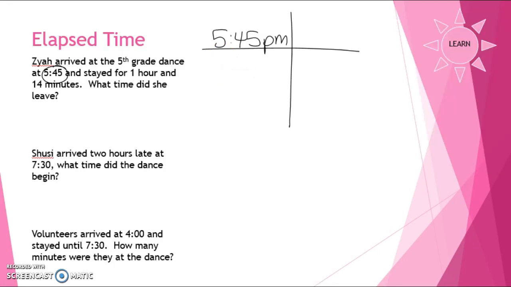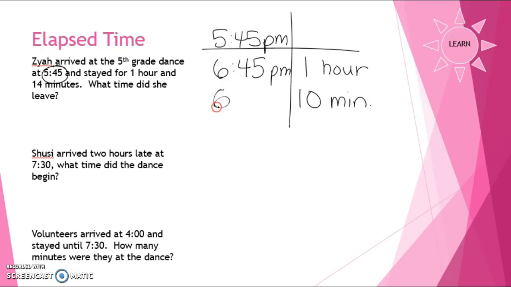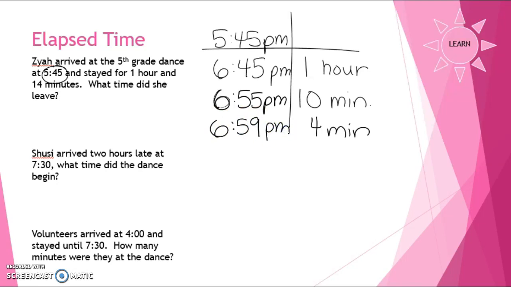Let's do that on the other side. 1 hour would be 6:45 p.m. And then we're going to add 10 minutes, which would be 6:55 p.m. And then we're going to add the 4th minute for 14 minutes, and that would be 6:59 p.m. So what time did Zaya leave?